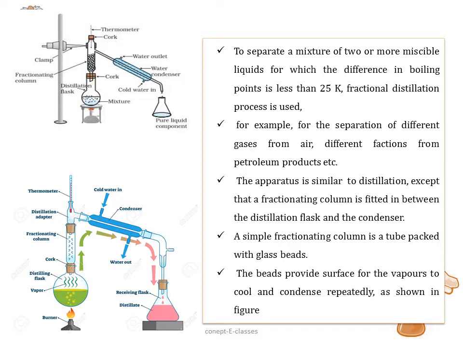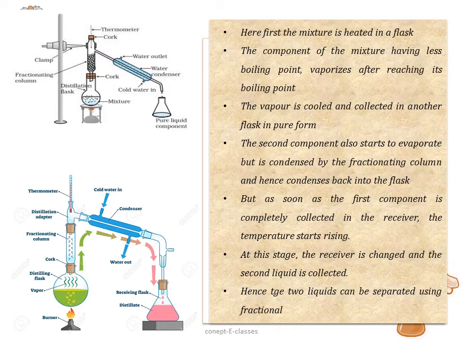So let's understand this through the activity. Here first the mixture is heated and the component of the mixture having the lower boiling point vaporizes after reaching its boiling point. The vapor is cooled when it reaches the condenser and is collected in another flask in its pure form. Now the second component also starts to evaporate, but it is condensed by the fractionating column, and hence this vapor trickles down back into the flask.